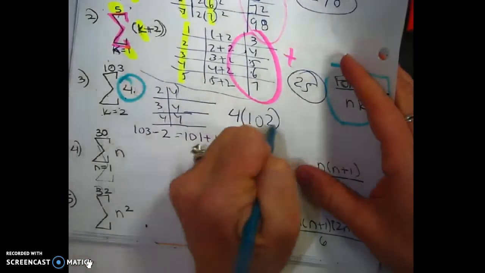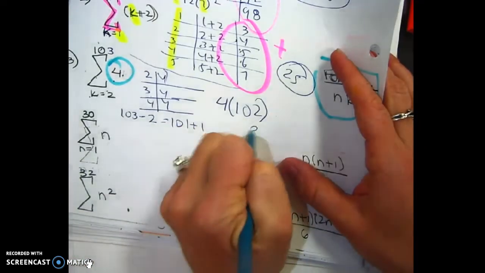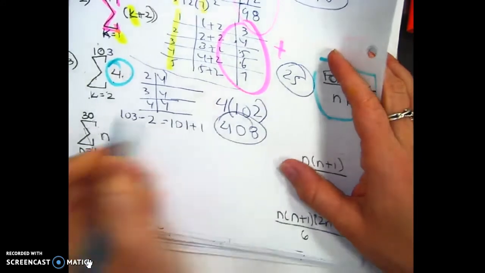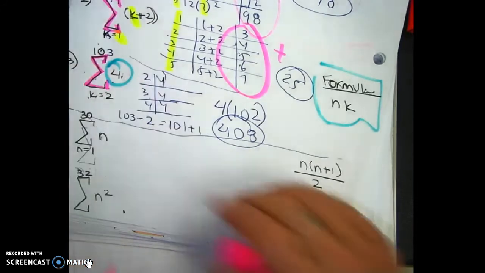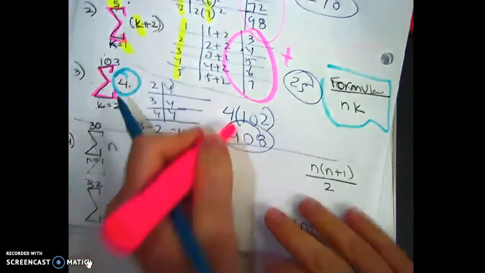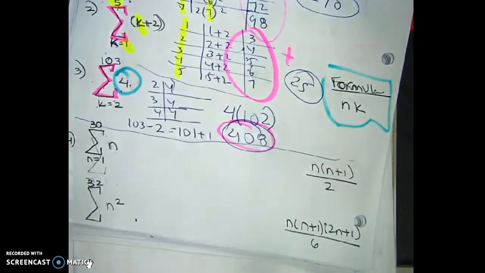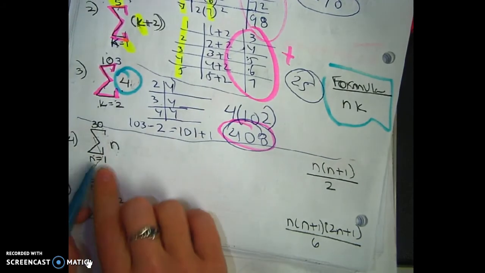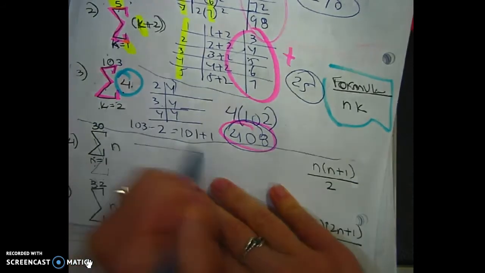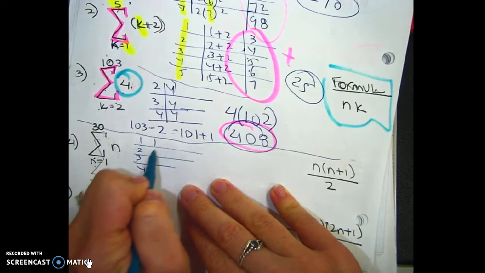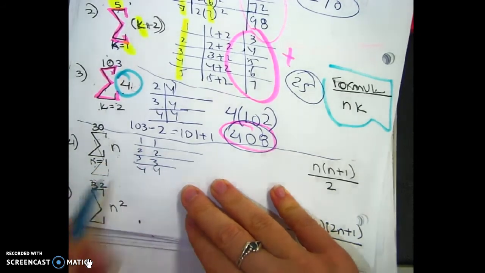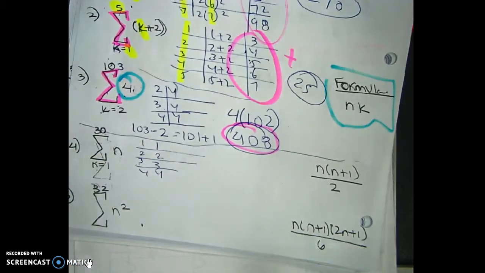So that means times 102. 4 times 102 is 408. That means the sum of the second term to the 103rd term is 408. Okay? Now, this is similar. I don't want to write 1, 2, 3, 4, 1, 2, 3, 4, and then add all those up. That's super annoying, and I'm not going to accept it if you do that.